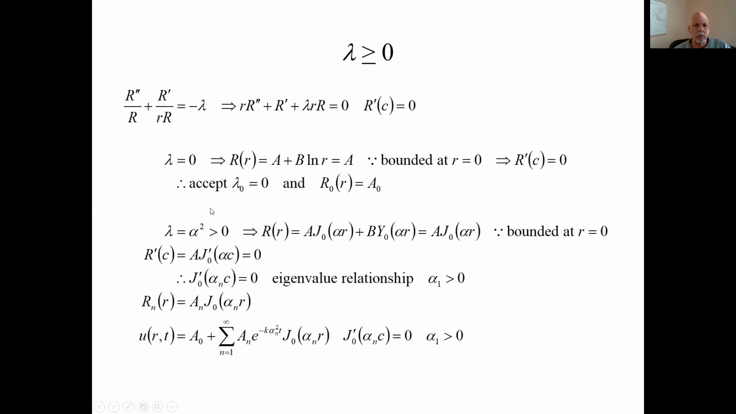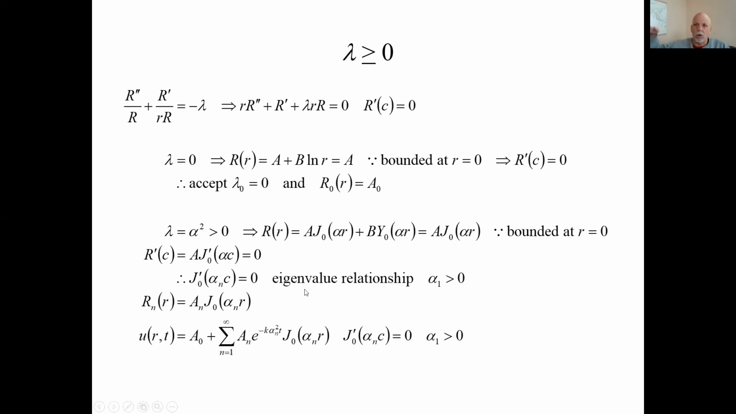So we've got our eigenvalues. Here's the eigenfunction. And its derivative, yes, the derivative of the Bessel function of the first kind. When I plug in out at the edge, I plug in C for R, that has to equal 0. So this is our eigenvalue generating relationship, the derivative of those guys.